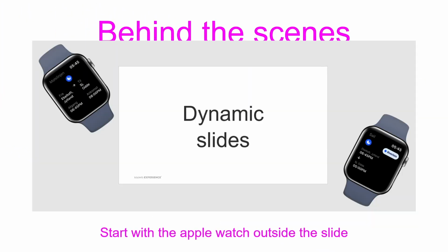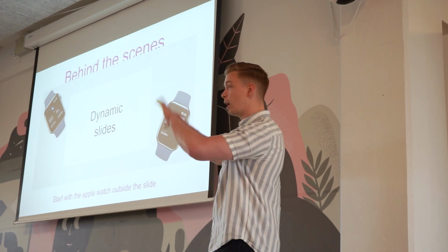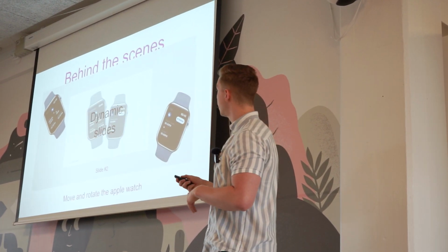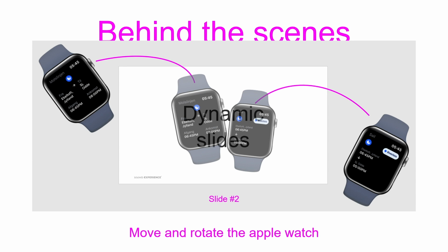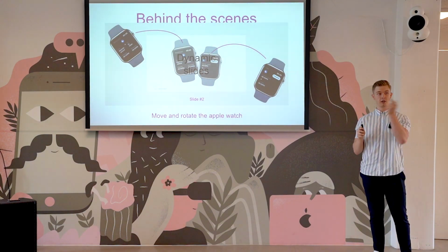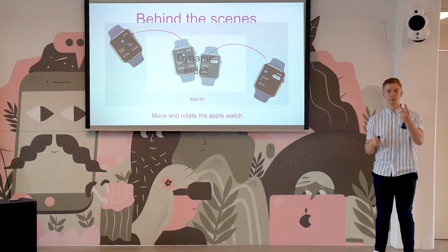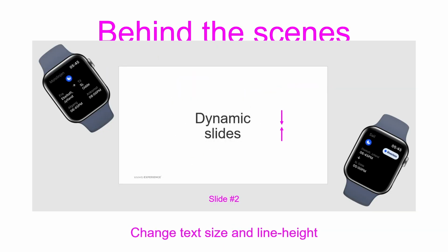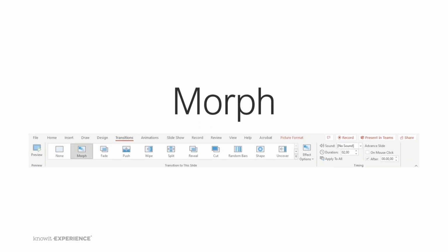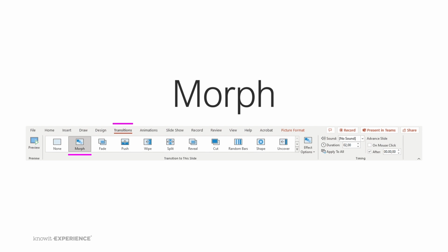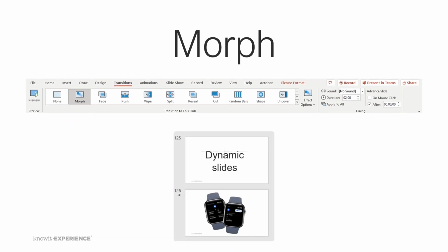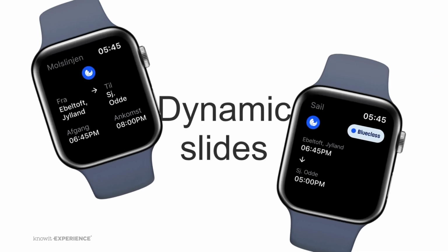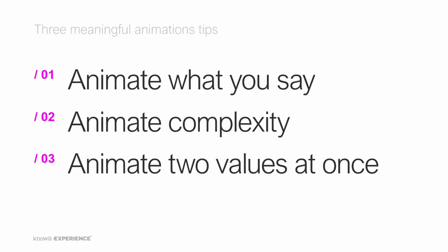So once again, what's going on here? I start with the watches outside the frame, and I move them into the middle, and I slightly rotate them. So I animate the position and the rotation. That's two values, animating two values at once. And to add more to it, I animate the text behind it as well. I just make it smaller and make the line height less. And then again, we use morph, and we get the nice result. And once again, we need to put it on the second part. We get this very nice oof.